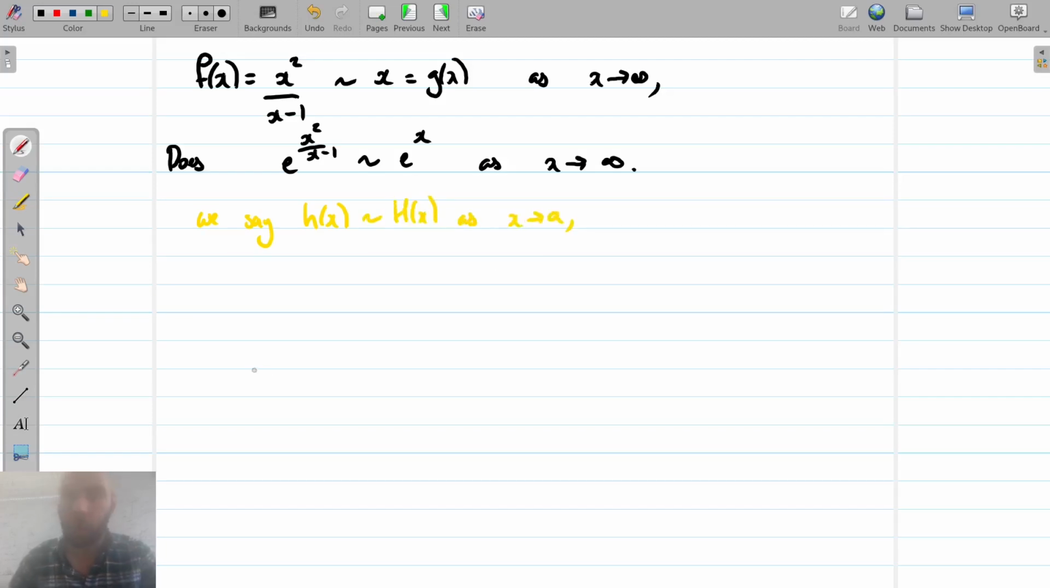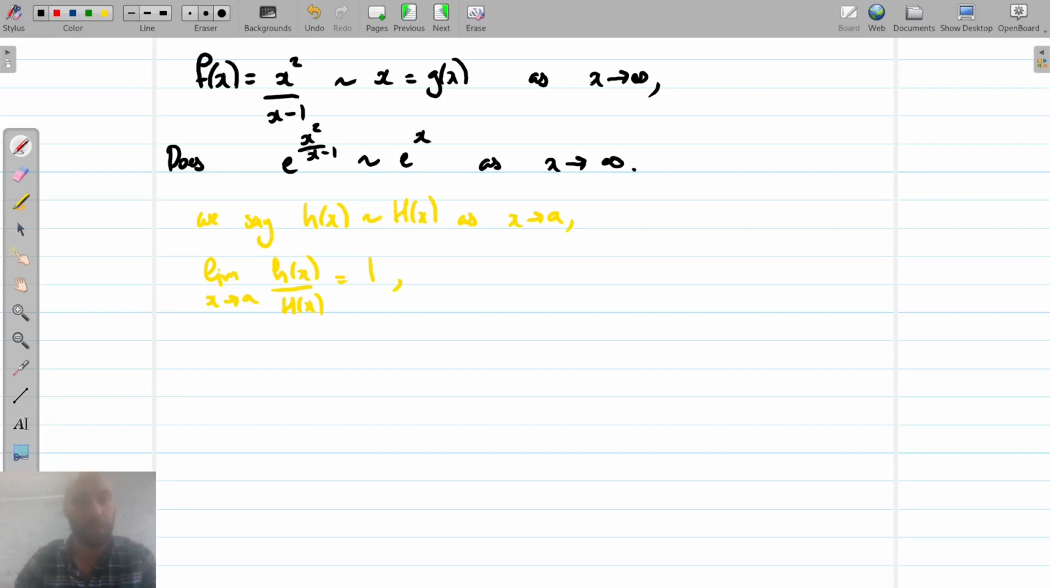Then all of this is always about these limits, right? The limit as x tends to a of h of x divided by big H of x, for the asymptotics case, was 1. So really, to answer this problem, what I need to do is calculate this limit.